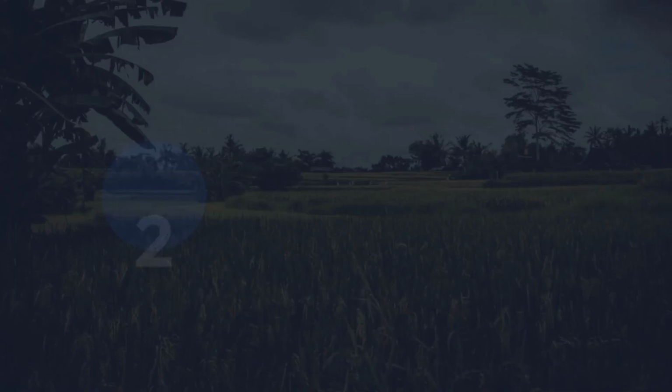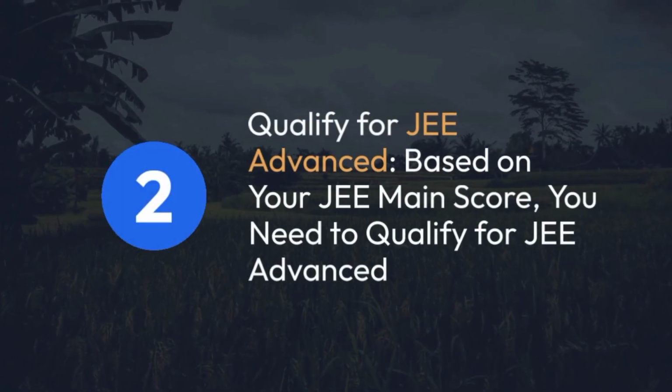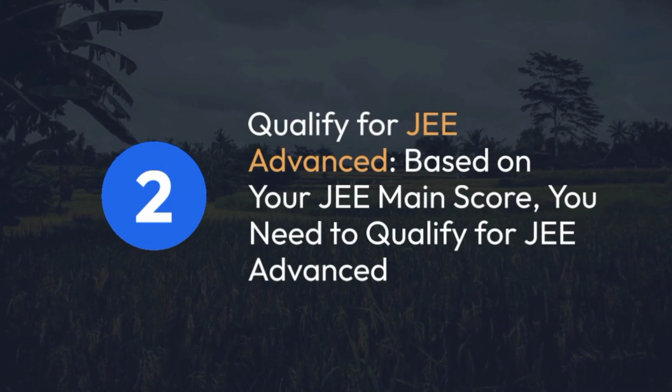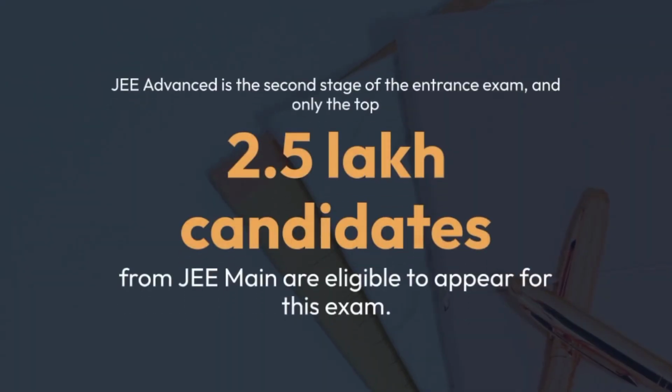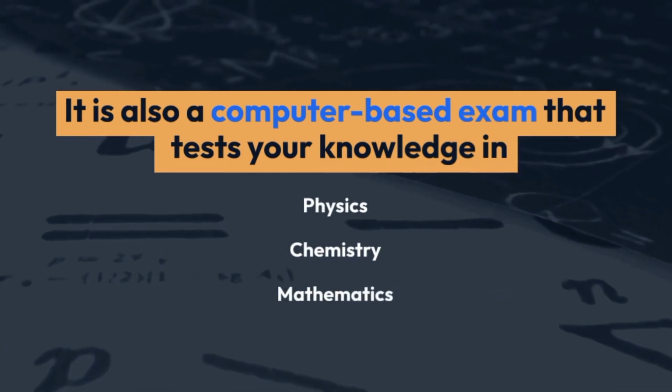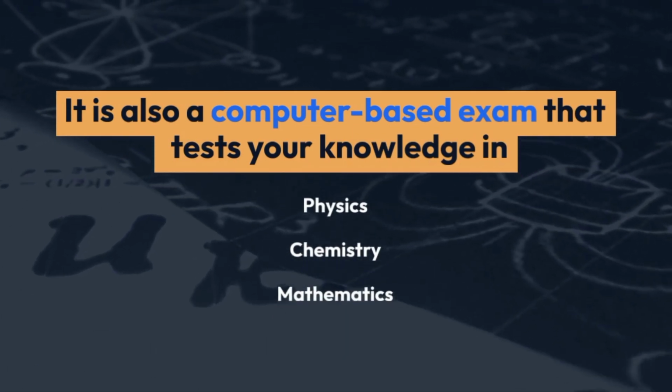Step 2. Qualify for JEE Advanced. Based on your JEE Main score, you need to qualify for JEE Advanced. JEE Advanced is the second stage of the entrance exam, and only the top 2.5 lakh candidates from JEE Main are eligible to appear for this exam. It is also a computer-based exam that tests your knowledge in physics, chemistry, and mathematics.